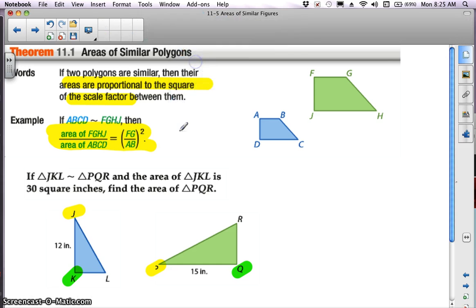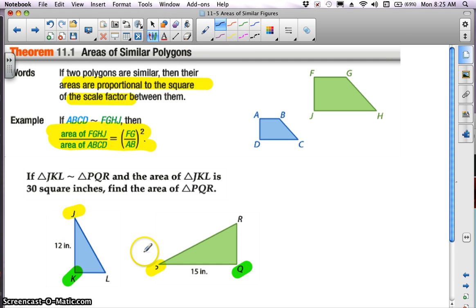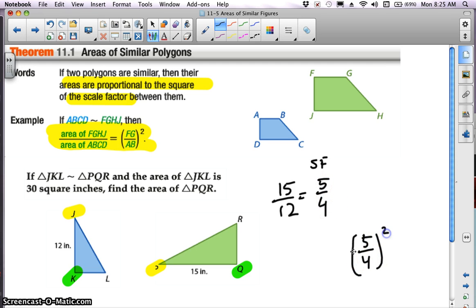So we know our scale factor is going to be, we could do 15 over 12, big to small if we wanted to. So our scale factor is going to be 5 over 4. That's your scale factor. And so the ratio of the areas is going to be that scale factor squared. So 5 over 4 squared is going to equal, we're trying to figure out the area of PQR, so that's going to be X, and then JKL, that's 30.